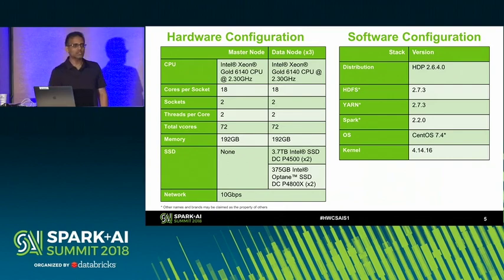And I actually use those, before I get there, but the software configuration, as you can see, I'm using Hortonworks Data Platform, and I'm using Spark version 2.2.0. Now, the 2 Optane SSDs I have on each of the data nodes, I use for 2 different purposes in 2 different test cases.